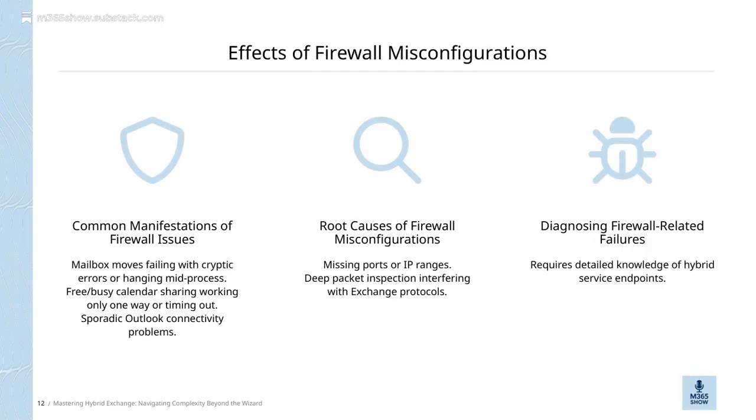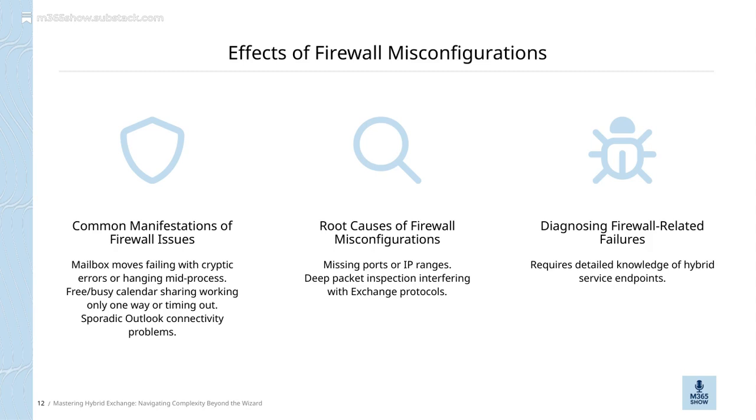Now, let's talk about diagnosing firewall-related failures in a hybrid Exchange environment. One of the key challenges here is ensuring that all the necessary ports and IP ranges are correctly configured and open. Missing any of these can cause significant connectivity issues. Additionally, deep packet inspection by firewalls can sometimes interfere with Exchange protocols, leading to unexpected failures. Understanding the root causes of these misconfigurations is crucial.